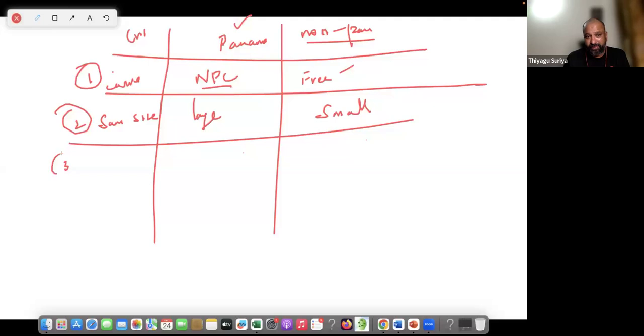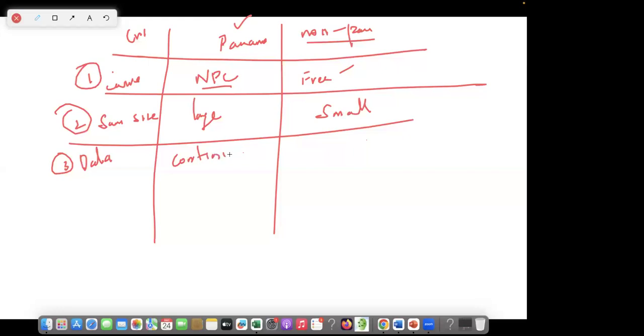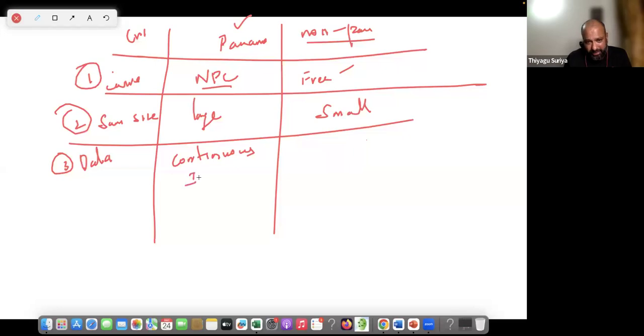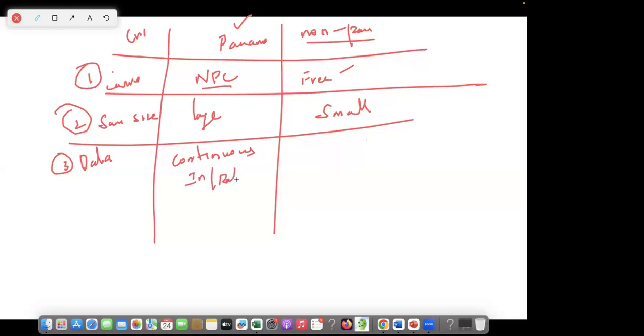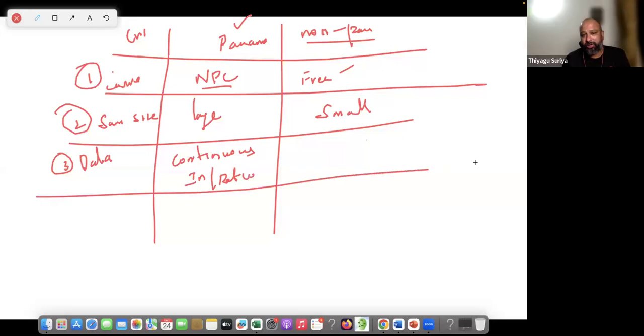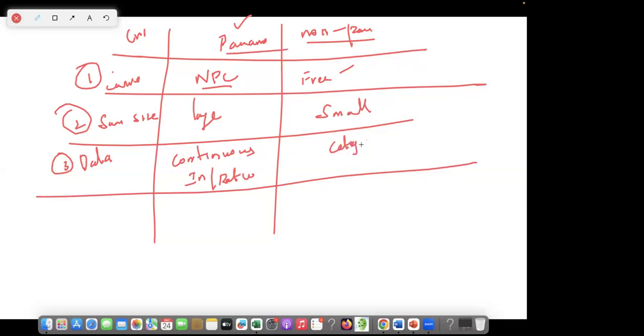The third condition is based on the data. If it is continuous data, which means quantitative, interval or ratio data, we can go with parametric. If it is categorical, meaning nominal or ordinal data sets, go with non-parametric.